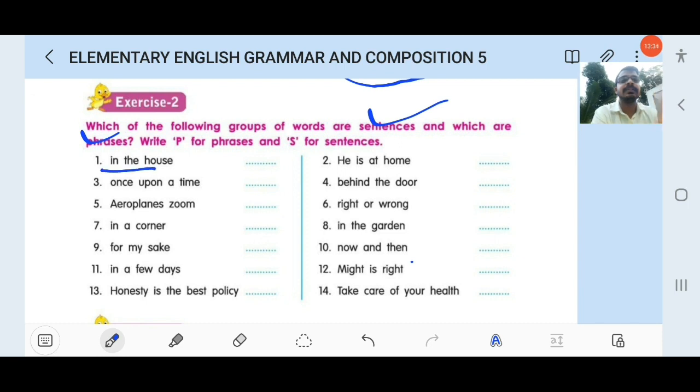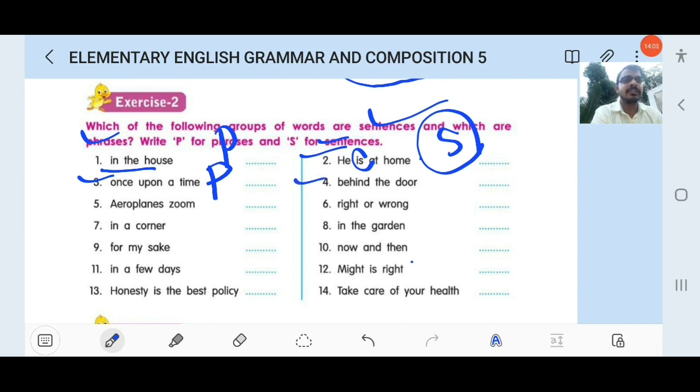So here, in the house: yes, it makes a sense but not complete sense. So here you have to write P. Then next, he is at home. Here you find there is a verb, is, and there is a subject, right? So it makes a complete sense. So you have to write here S. S means sentence. Then next, once upon a time. So here it tells us about the timing but not complete sense. So you have to write P. This is a phrase. Then next, behind the door. So it indicates the position of something. So here you have to write P because it does not make a complete sense.